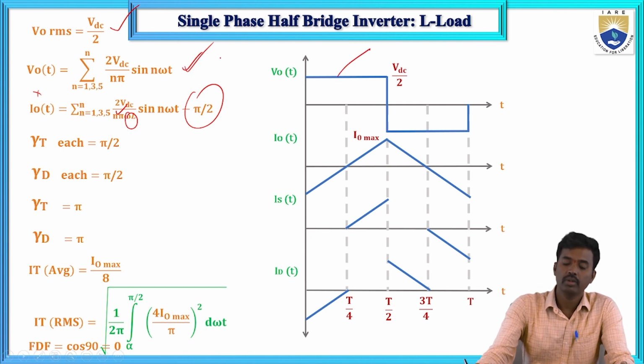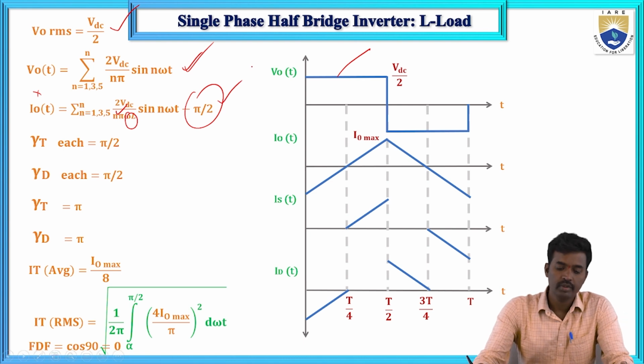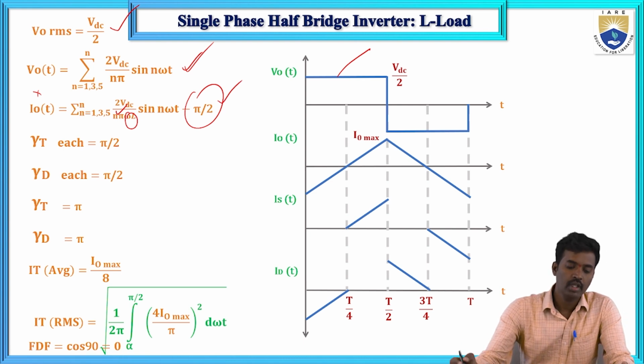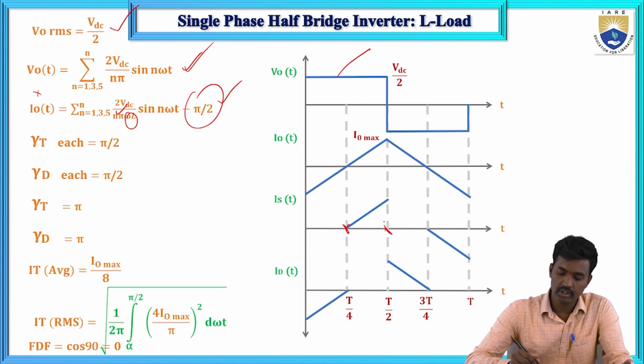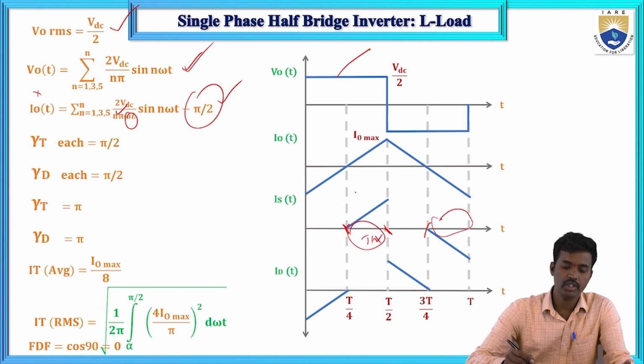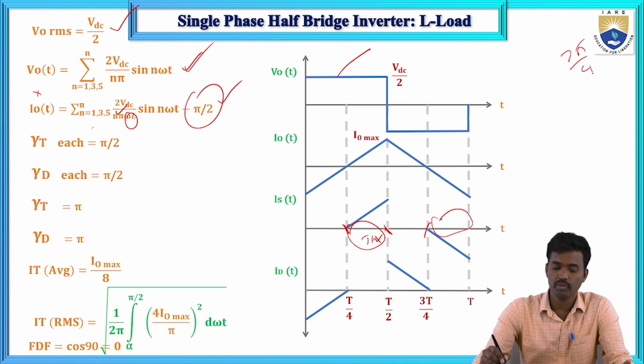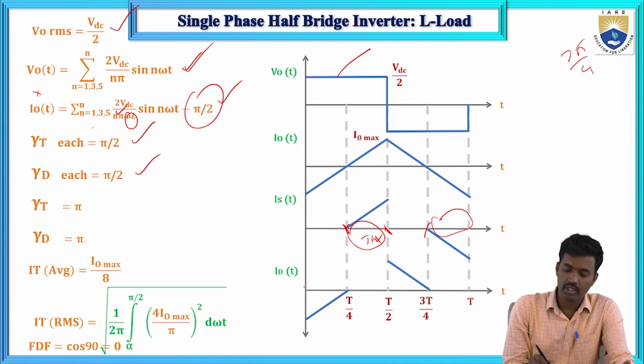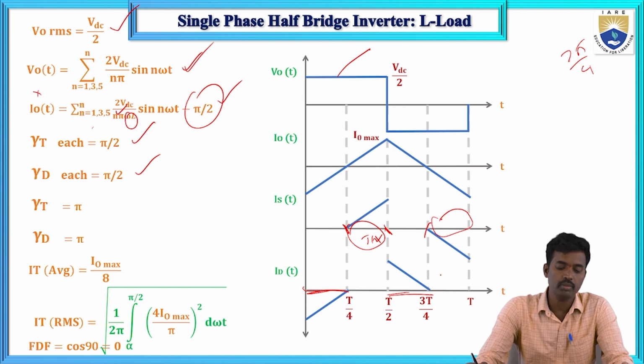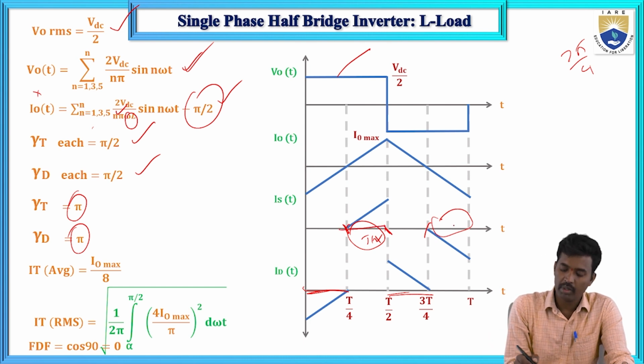Fourier series of the total output voltage, and this is the current waveform Fourier series equation. Each thyristor is conducting for pi by 2 duration, which means T by 4 duration each thyristor, these two. If it is 2 pi, then by 4 means pi by 2, and each diode is also conducting for T by 4 duration, that is pi by 2. Total thyristor duration is pi, and total diode duration is also pi.